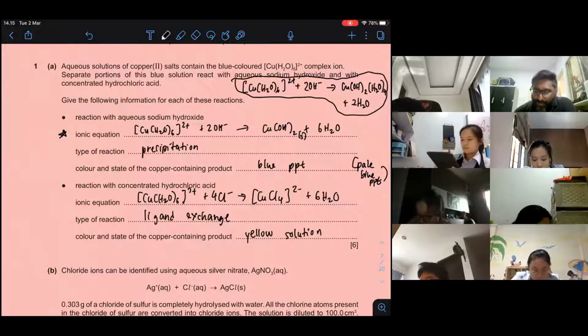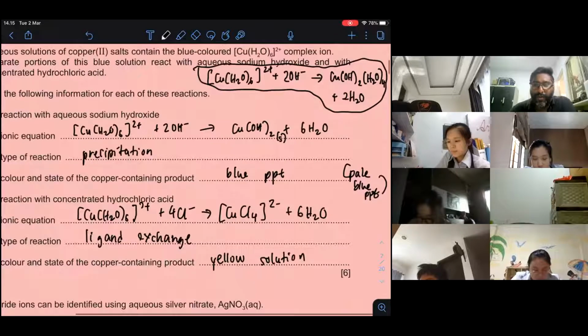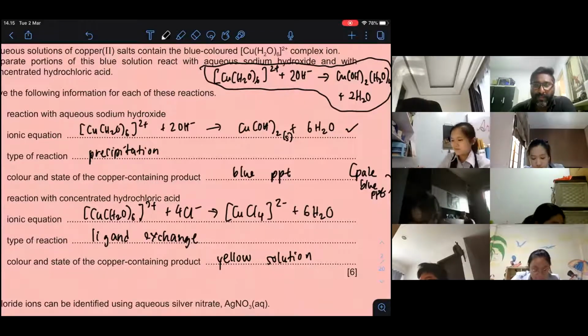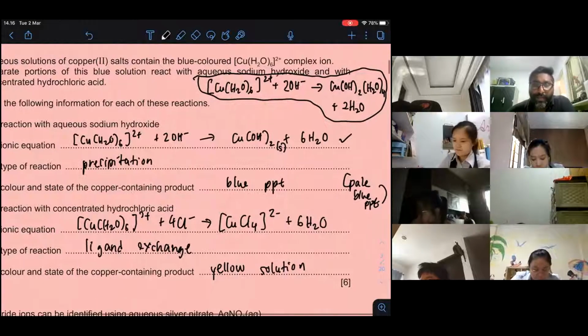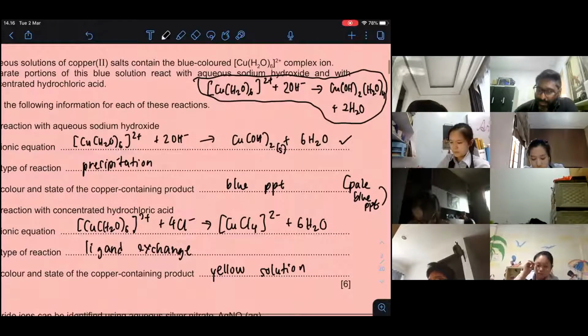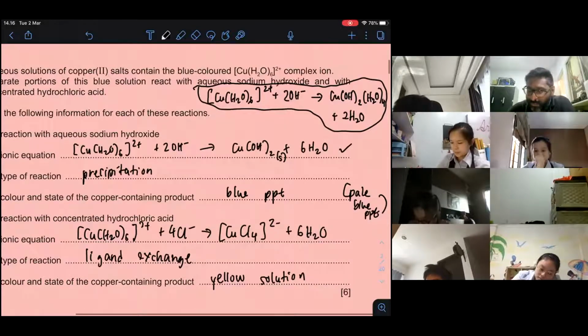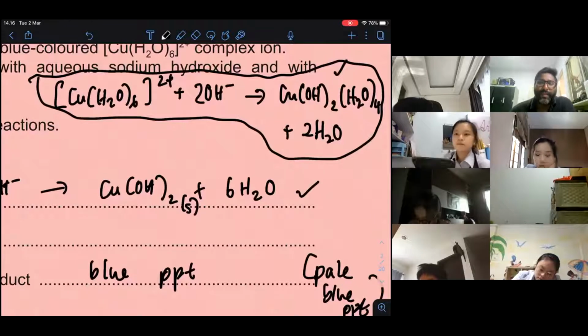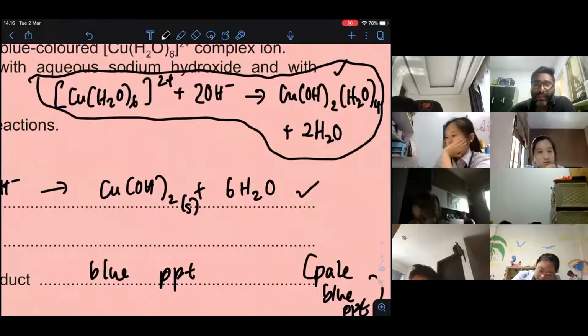So write down the equation. The one that is given in your marking key is copper hydroxide. But I think we have learned about this as well: instead of just simply writing it as copper hydroxide, you can write it in this form. If you give your answer in this form, it is also correct. So if you give Cu(OH)2(H2O)4, no charge, plus 2 H2O, this equation is also correct.